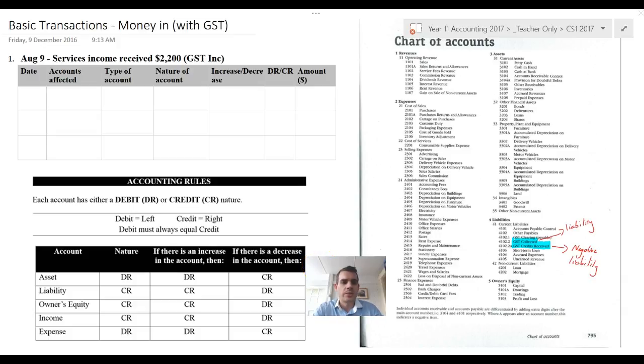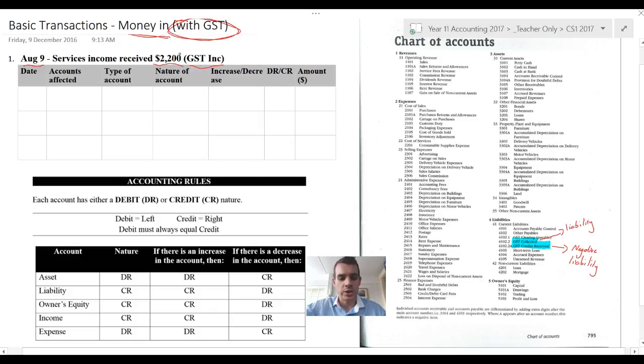In this video, we're going to look at some basic transactions with money coming into the business. This time we're going to have a look at the GST implications. So on August 9, we received some service income of $2,200 GST inclusive.